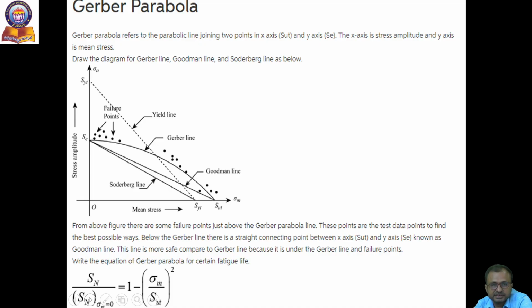The last one is the Gerber parabola. With this parabola, we can find the factor of safety or the diameter of the shaft. Previously we took the failure points as a straight line, but generally the failure points fall closer to a parabola. That is why Gerber proposed this parabola. The parabolic equation is Sn by sigma mean equal to 0 equals 1 minus sigma m by S ultimate whole squared. So this is regarding the procedure.